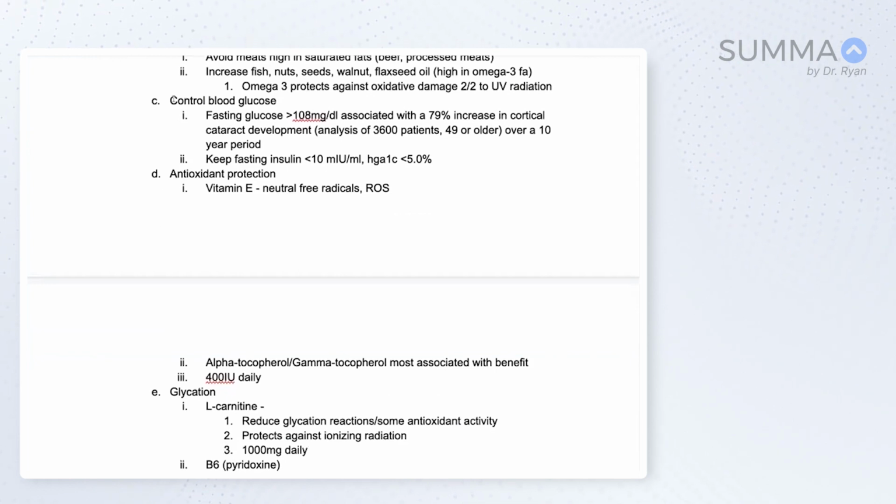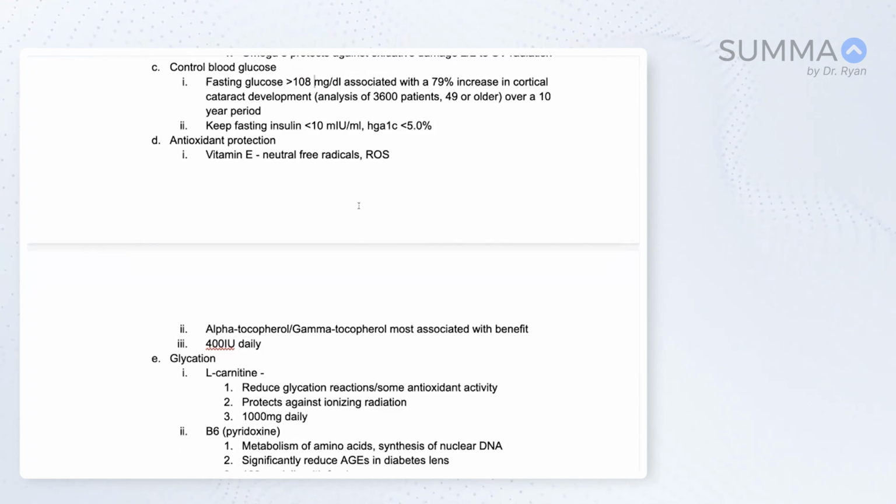And then very important, control your blood glucose. When you guys check in with me, I'm always asking about or looking at your hemoglobin A1C and your fasting insulin. There have been multiple studies, and this was the result of one study, that showed if you have a fasting glucose of greater than 108 milligrams per deciliter, which is obviously not very good, that was associated with a 79% increase in cortical cataract development. Remember, that's the cataracts occurring when the cortex moves inwards, in a study of 3,600 patients versus patients that had glucose that was less than this. So it's a very, very significant association with cataract formation.